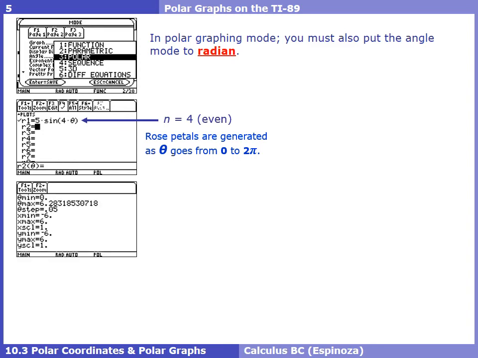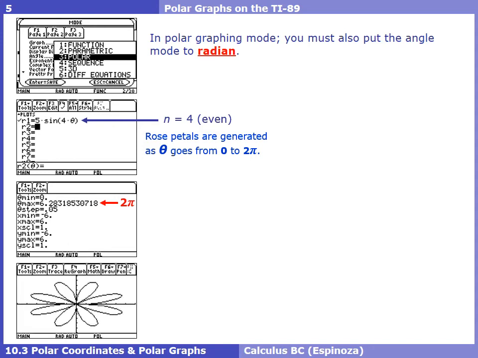So what we need to do is go into the window here and adjust some stuff. Our theta, as you can see right here, needs to be adjusted. We only want to graph this rose curve once. We don't want to trace over it again, and we don't want to graph just half of it. So we need to change theta max to 2 pi so that we can get this one rose curve complete. If you go to the graph, you'll see the graph. And again, recall that if n is an even number, that means we're going to have double the amount of petals of n. And you can see here that there are 8 of them.